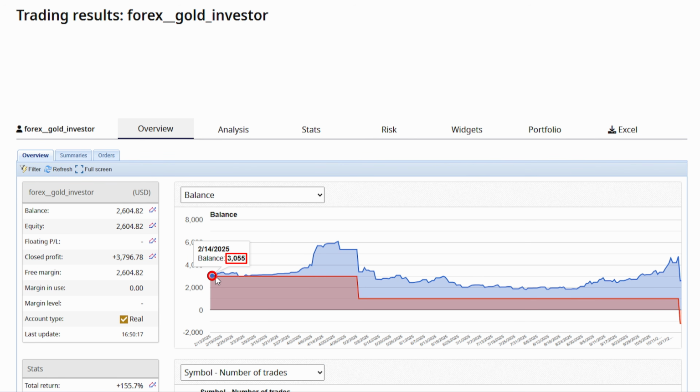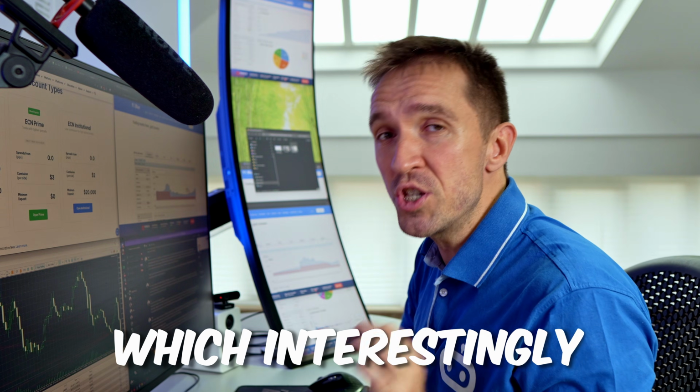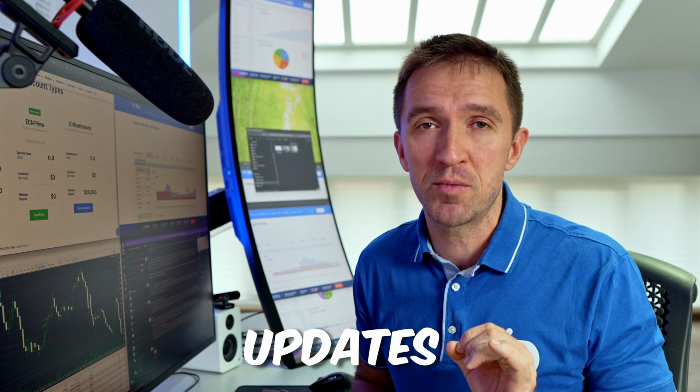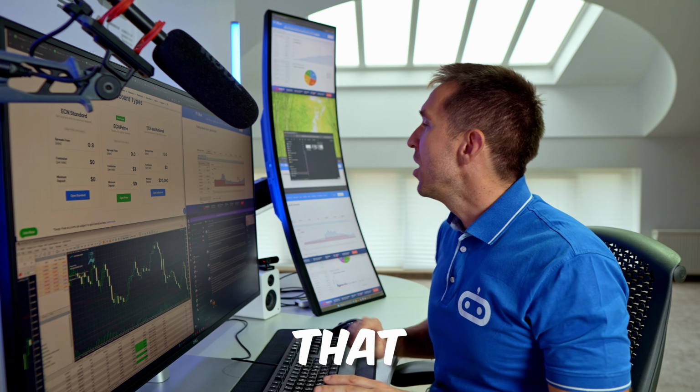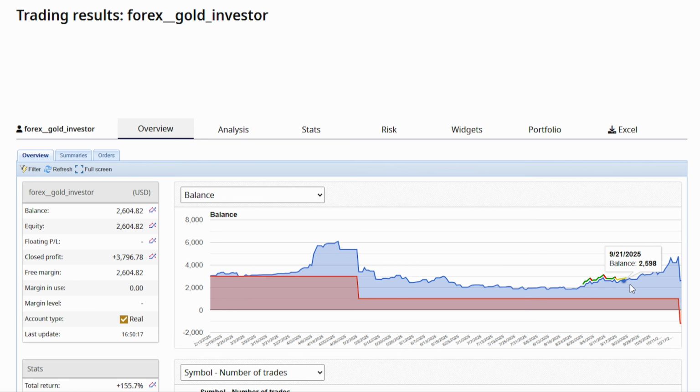So the initial balance is 3,000, this red line in here. Then I've made a withdrawal right in here, 2 times 1,000, or in total $2,000, and then I left it for quite a long time because you can see that it wasn't really doing okay. The profits were declining until somewhere in August, which interestingly matches with one of their recent updates where they added a third system to the Forex Gold Investor, but I'll show you that a little bit later. And from that point the Forex Gold Investor became profitable again, and just now when it reached above 4,700 I requested another withdrawal of $2,200.